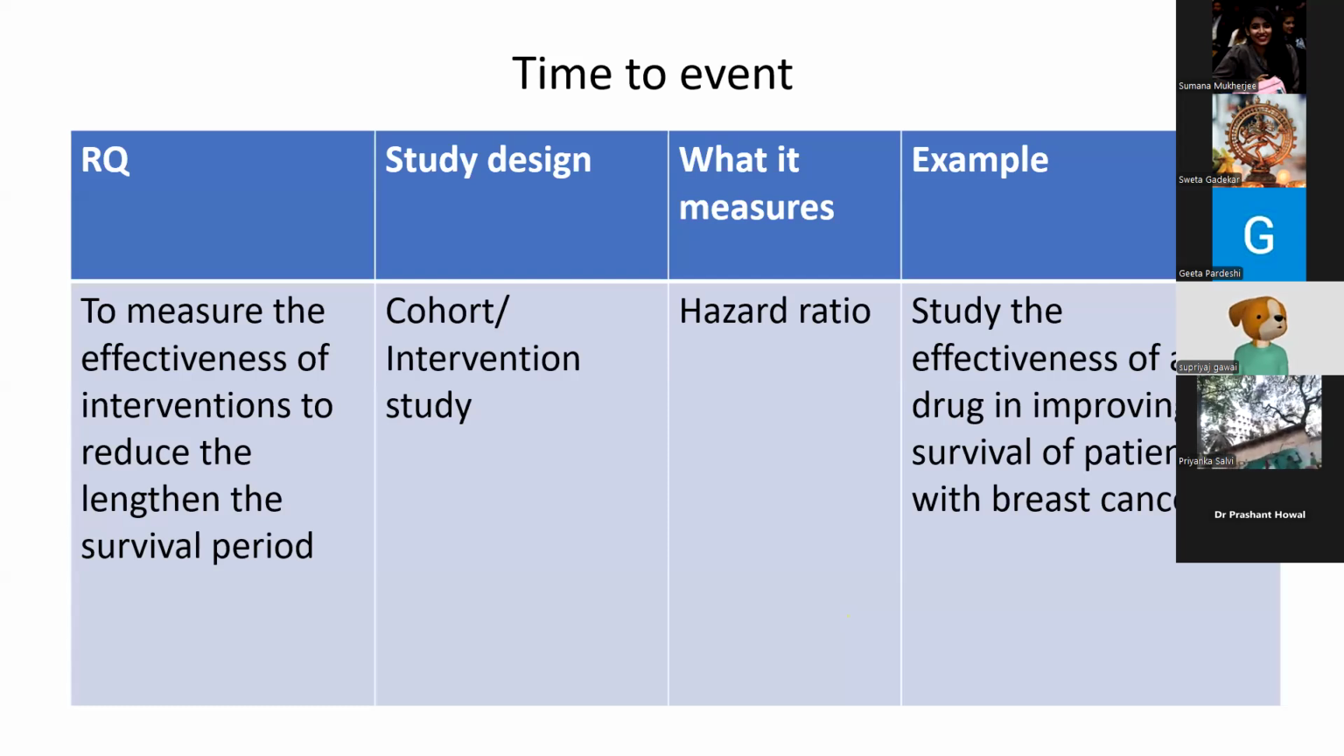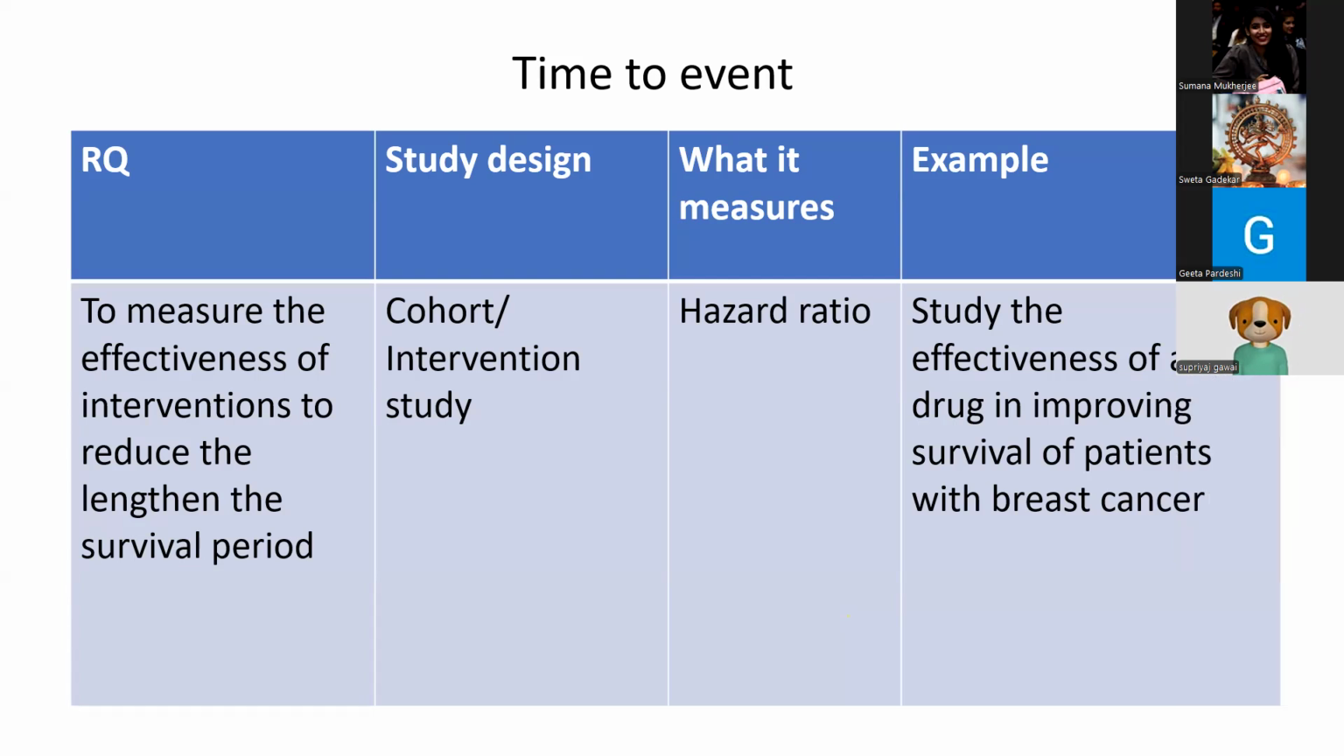So an example of this study would be to study the effectiveness of a new drug in improving survival of patients with breast cancer. So the duration of survival, the 5-year survival, the period of survival, whether it is less or more without intervention, this is what we would be interested in this kind of study.